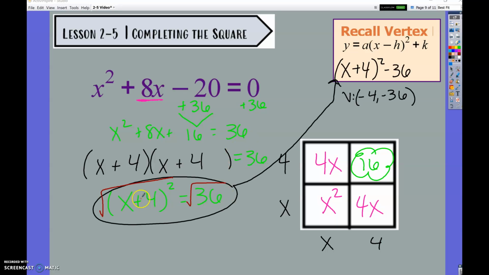So for time constraints, I have shown you that it can make the vertex form, and there's your vertex. If I square root these, I'd have x plus 4 equals plus or minus 6. And by setting them equal to 6 and negative 6, I found my solution.